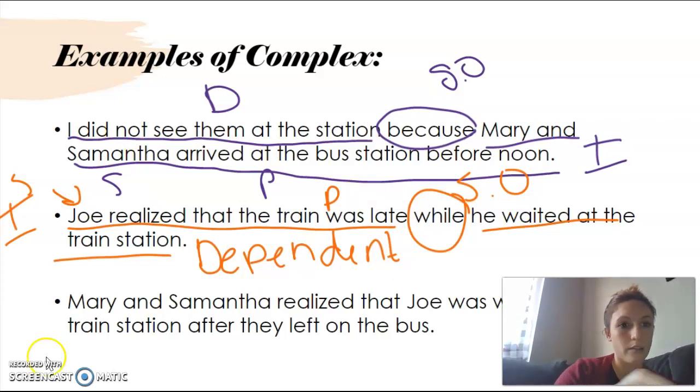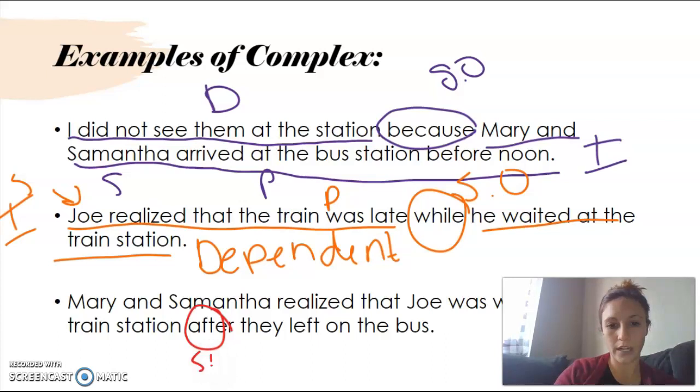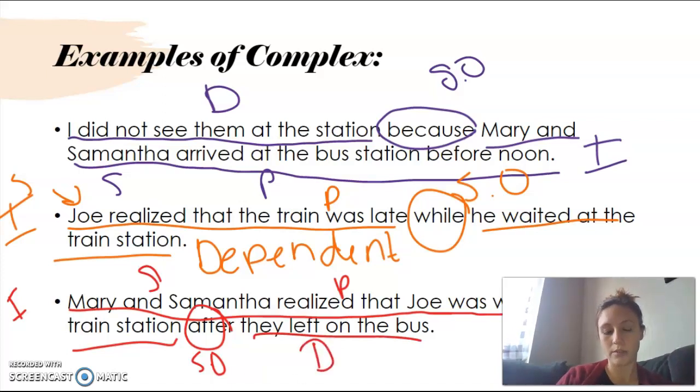All right, and then the next one, let's look at, is Mary and Samantha realized that Joe was waiting at the train station after they left on the bus. Okay, here's our subordinating conjunction. It is combining our sentences. Mary and Samantha realized Joe was waiting at the train station. Here's our subject. Here's our predicate. That's our independent clause. And they left on the bus. Okay, that's going to be our dependent clause. So there you go. There's some examples of our complex sentences.